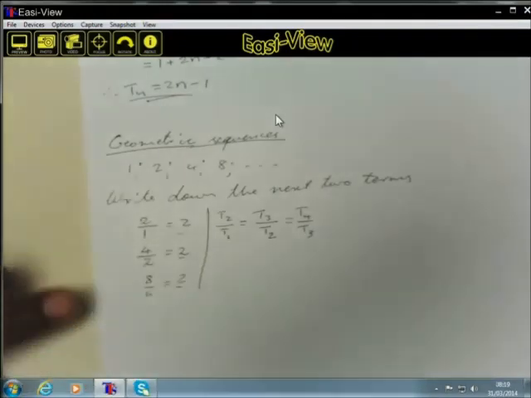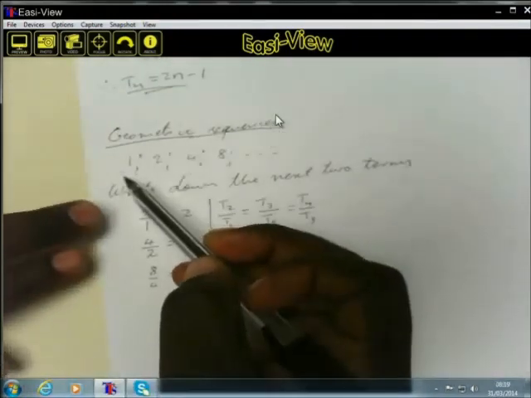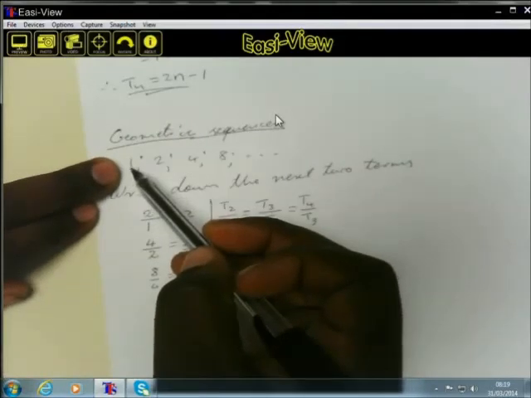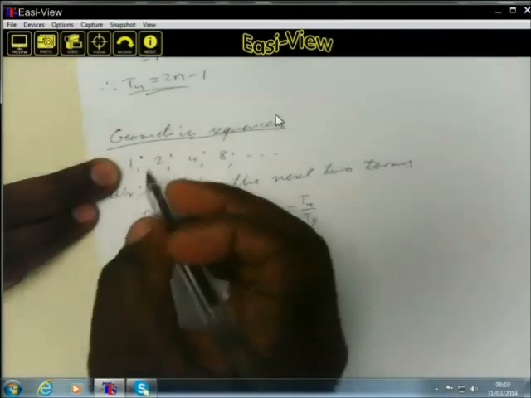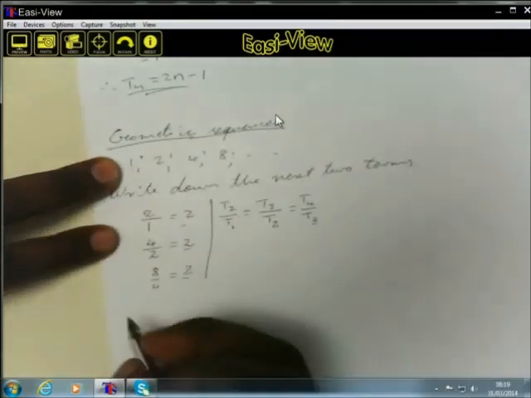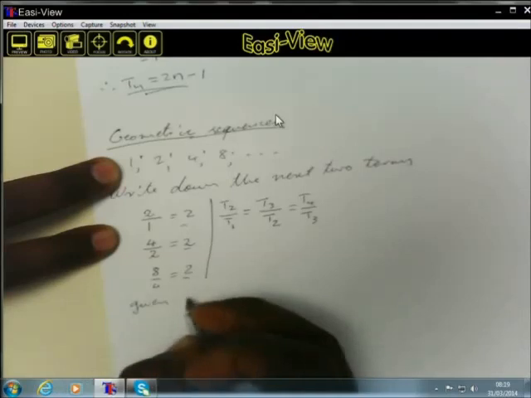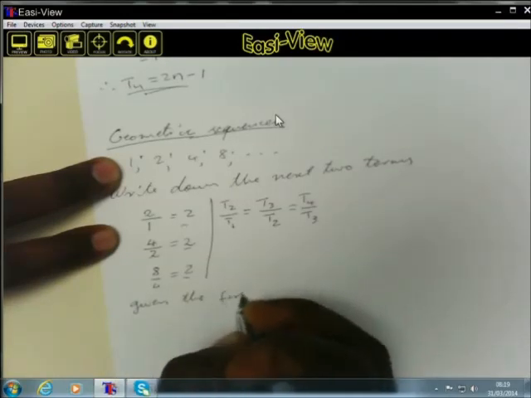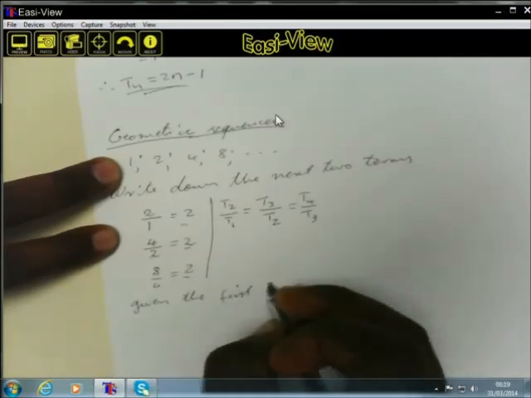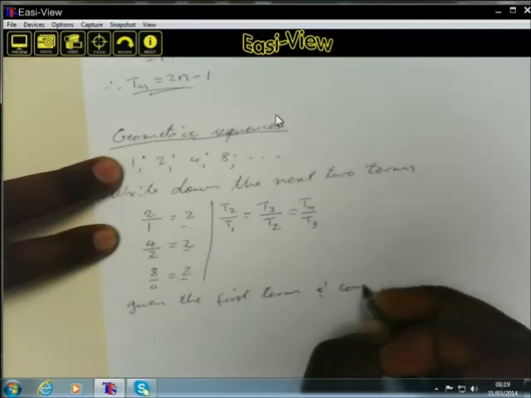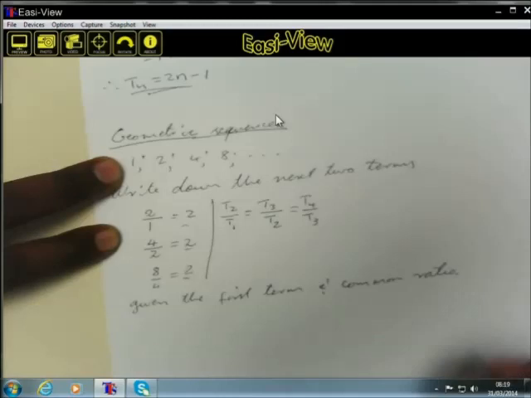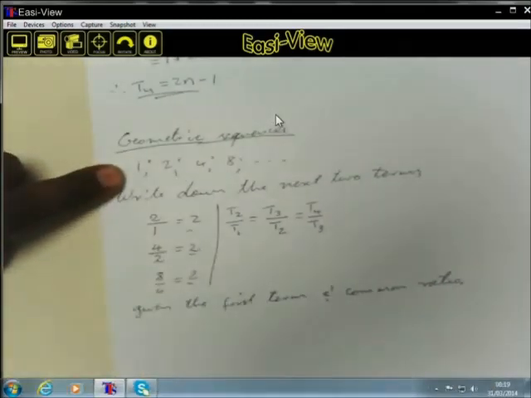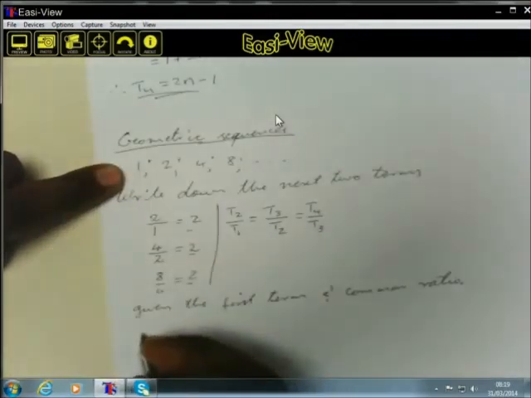So look at the sequence again. When we have to move from the first term, we are saying if you are given the first term and the common ratio, it is possible for you to find other terms of the sequence. Let us look at this one for example.